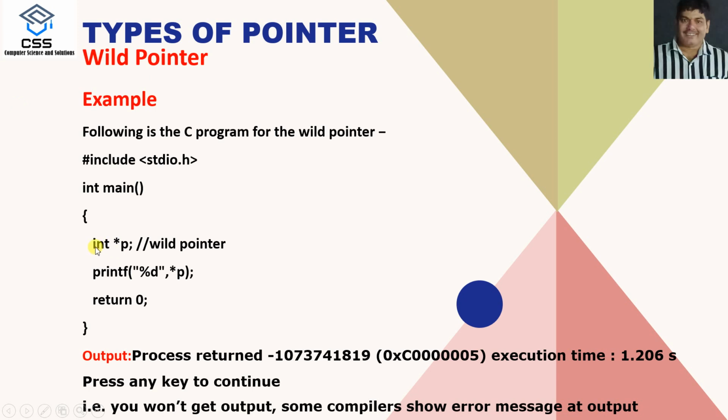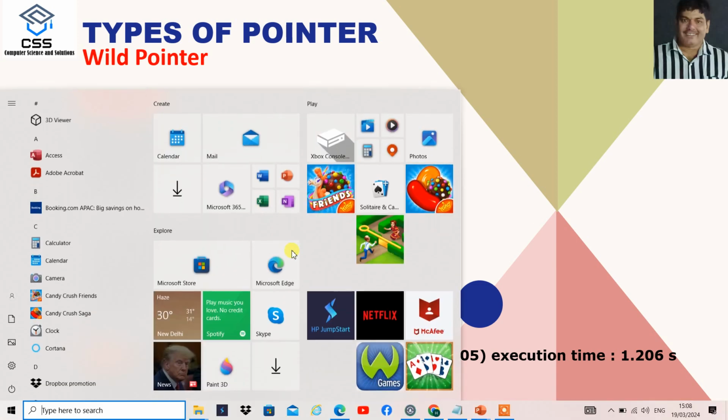Suppose we declare an integer pointer p, and nothing is assigned. The pointer is known as a wild pointer. If you run the program, you might get any kind of result. Some compilers show an error as the output, or some display a fragmentation or segmentation error, and so on. Because every time you run the program, it uses a different memory area, and the pointer is known as a wild pointer.